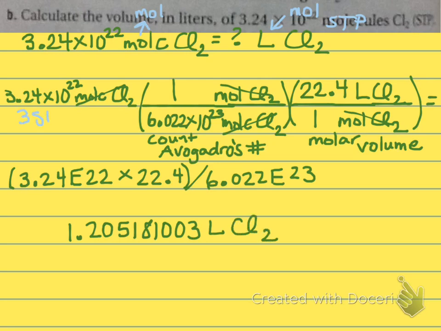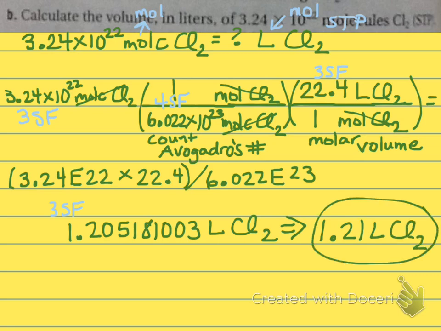Significant figures. I have 3 sig figs because remember when I write something in scientific notation, every number of the coefficient is significant. So I have 4 sig figs here, and I have 3 sig figs here. So my answer can have 3 significant figures because when I multiply and divide, I'm limited by the number that has the fewest. So I'm going to write this as 1.21 liters of chlorine.